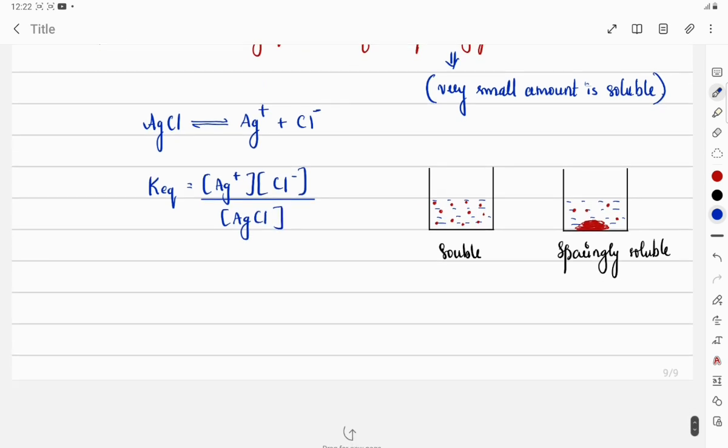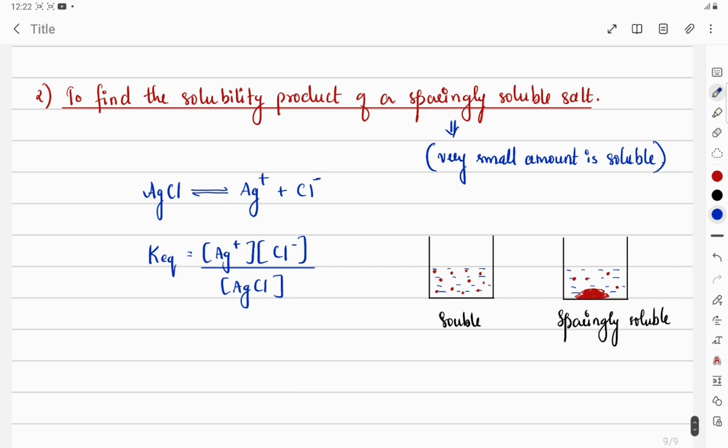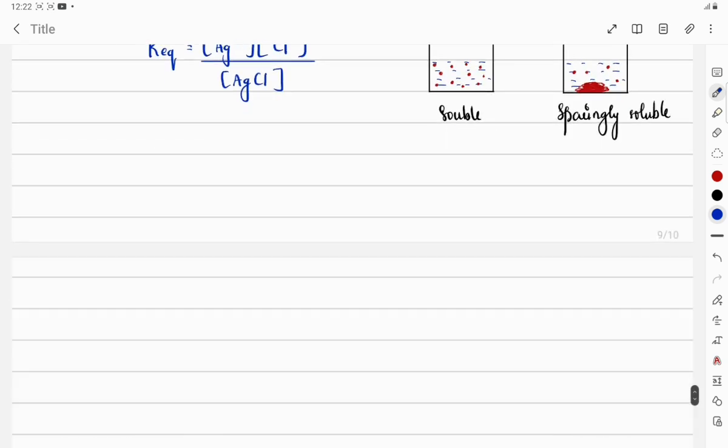The purpose of the second application is to find the solubility product. How do we represent solubility product? As KSP. Now we need to know what KSP is. KSP is represented as the product of ions in the solution. So KSP in general is the product of ions in solution.